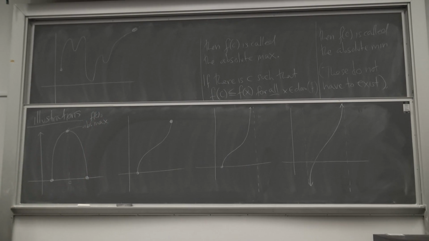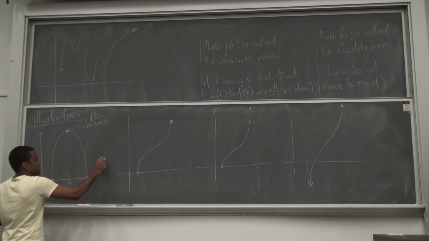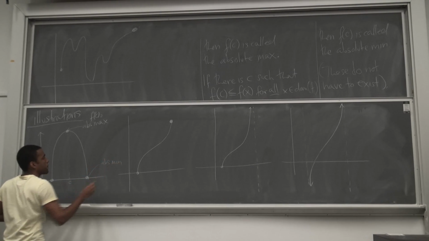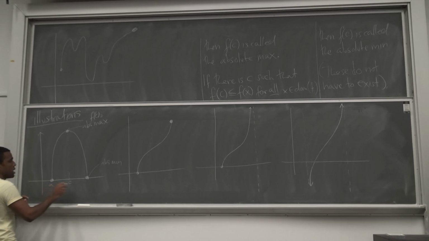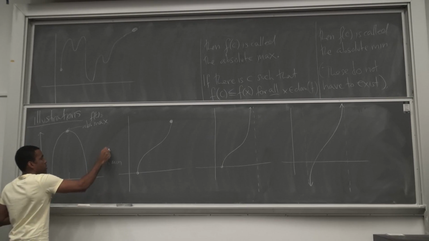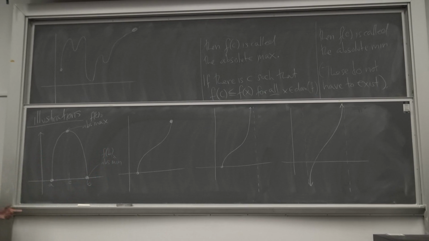Now, is there a smallest y value in general? 0. 0 is the smallest y value, right? These 2 points are the smallest values. So this guy here is an absolute min, right? So I can call this A and B. So in other words, I'd say f of B is the absolute min. But actually, f of A is also an absolute min. Right? Because they actually both are 0.